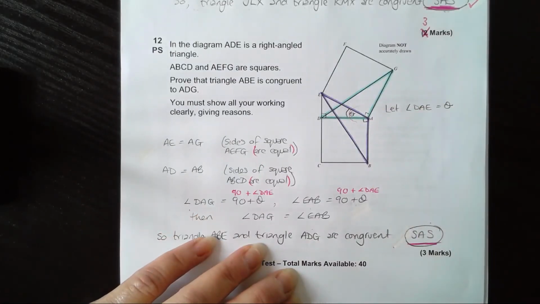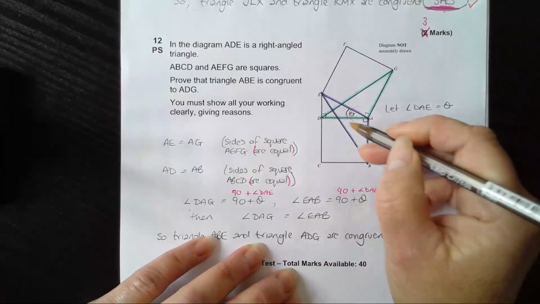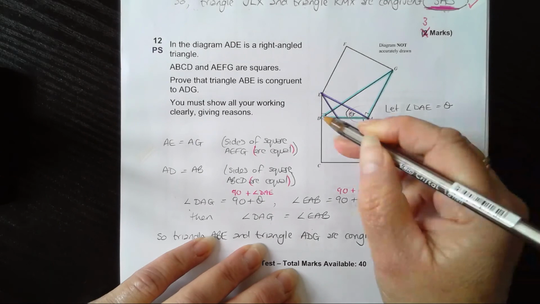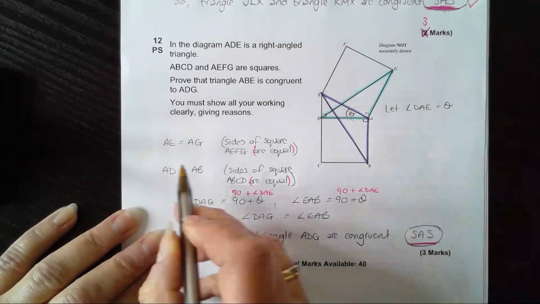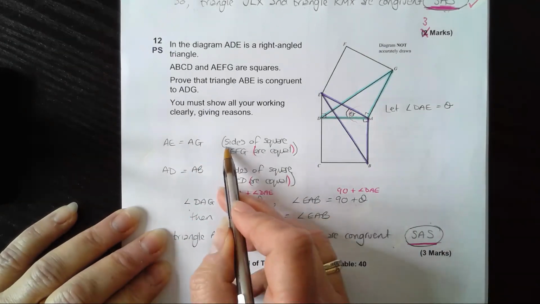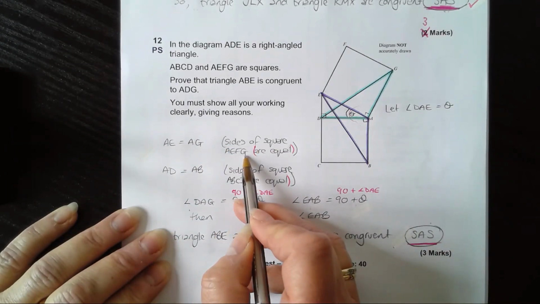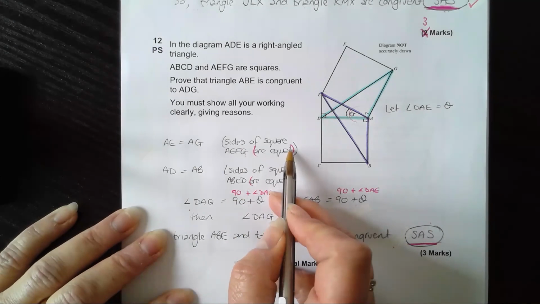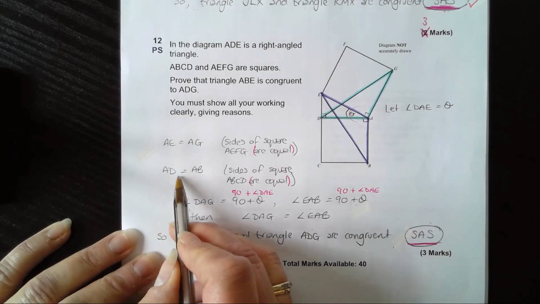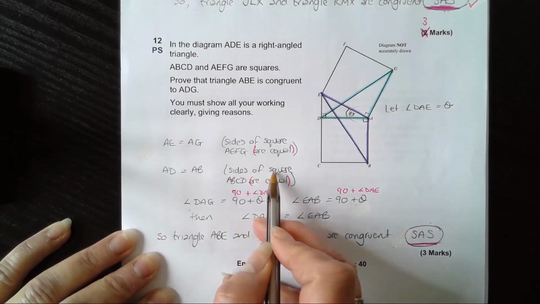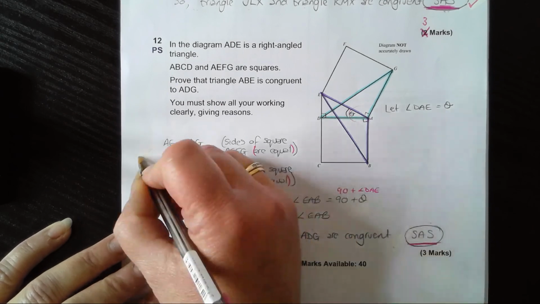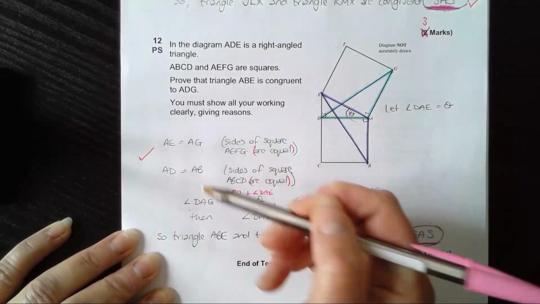And similarly, in the small square, this turquoise side and this purple side are the same length because they're on the same square. So that needs to be stated. AE equals AG, sides of square AEFG. You don't need the R equal, I don't think. You can just, as long as you say that they're the sides of a square. And that AD equals AB because they're the sides of a square ABCD. So again, statements about a pair of equal sides.